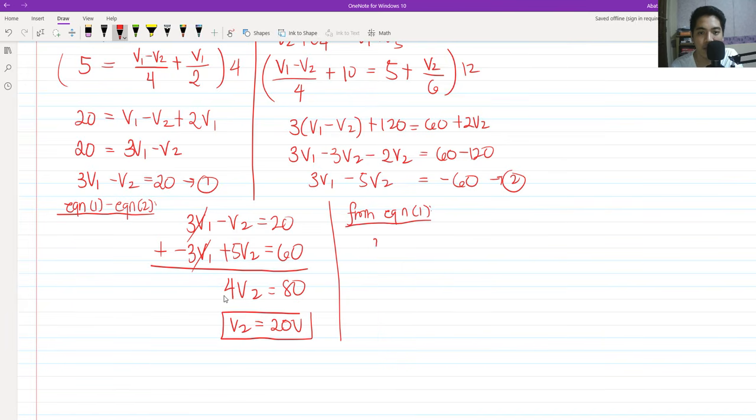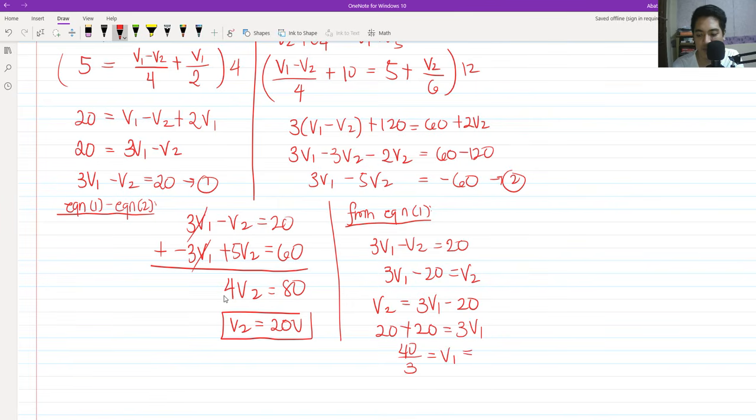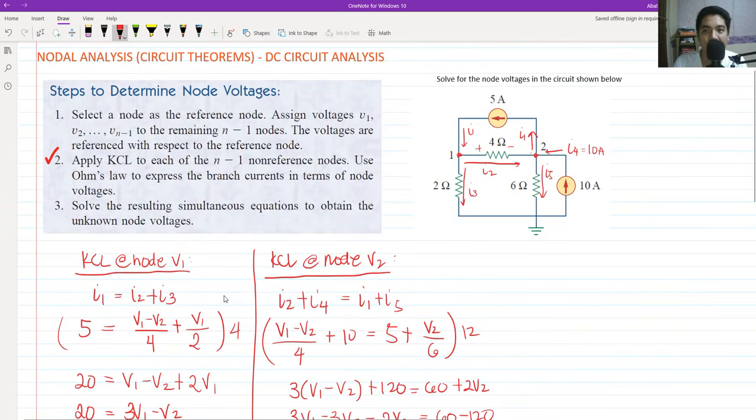So we have 3V sub 1 minus V2 equals 20. So 3V sub 1 minus 20 equals V sub 2. V sub 2 is 20, plus 20 here. I transpose this, so we have 3V sub 1 equals 40, so 40 all over 3 equals V sub 1, or in other words, 13.3333 volts.